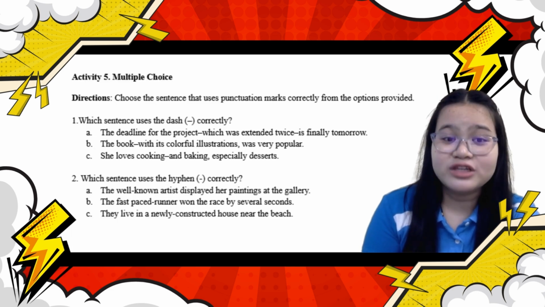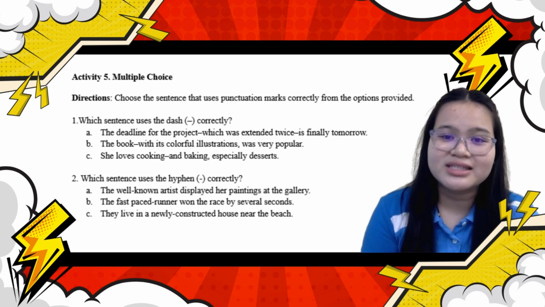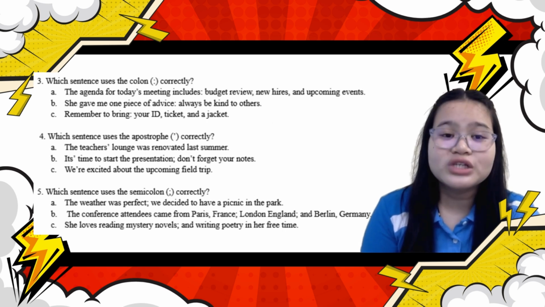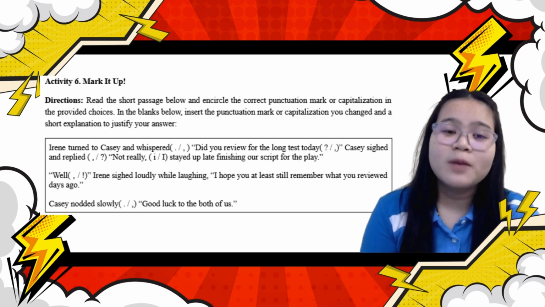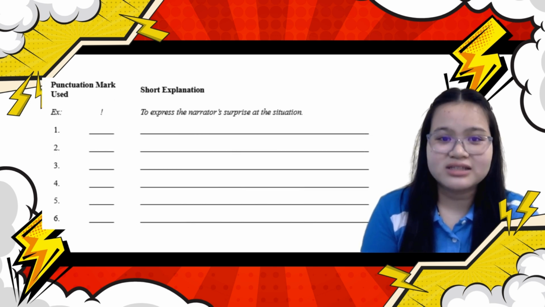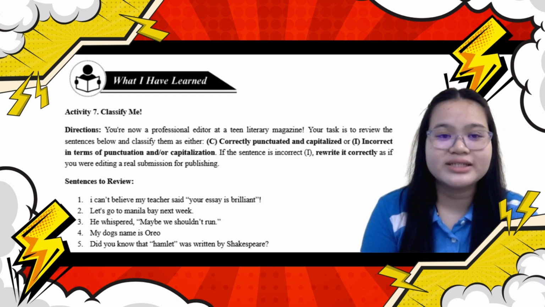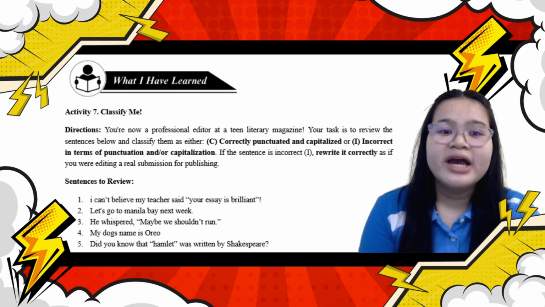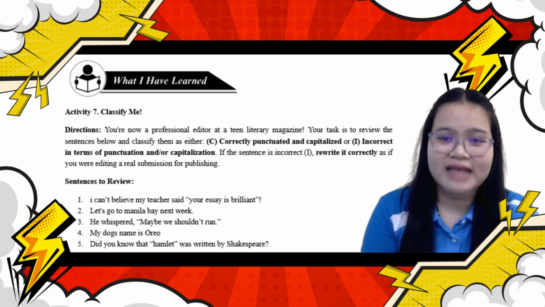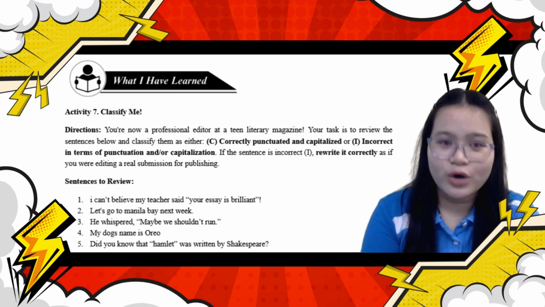Activity number 5, which is multiple choice. It is to choose the correctly punctuated sentence from given options, focusing on punctuation marks like dash, hyphen, colon, and apostrophe. Number 6, titled Mark It Up. Learners revise the dialogue, selecting the proper punctuation and explaining their choices. This promotes deeper grammatical awareness. Activity number 7, titled Classify. It is an editing and classification task where learners label sentences as correct or incorrect and revise them accordingly.